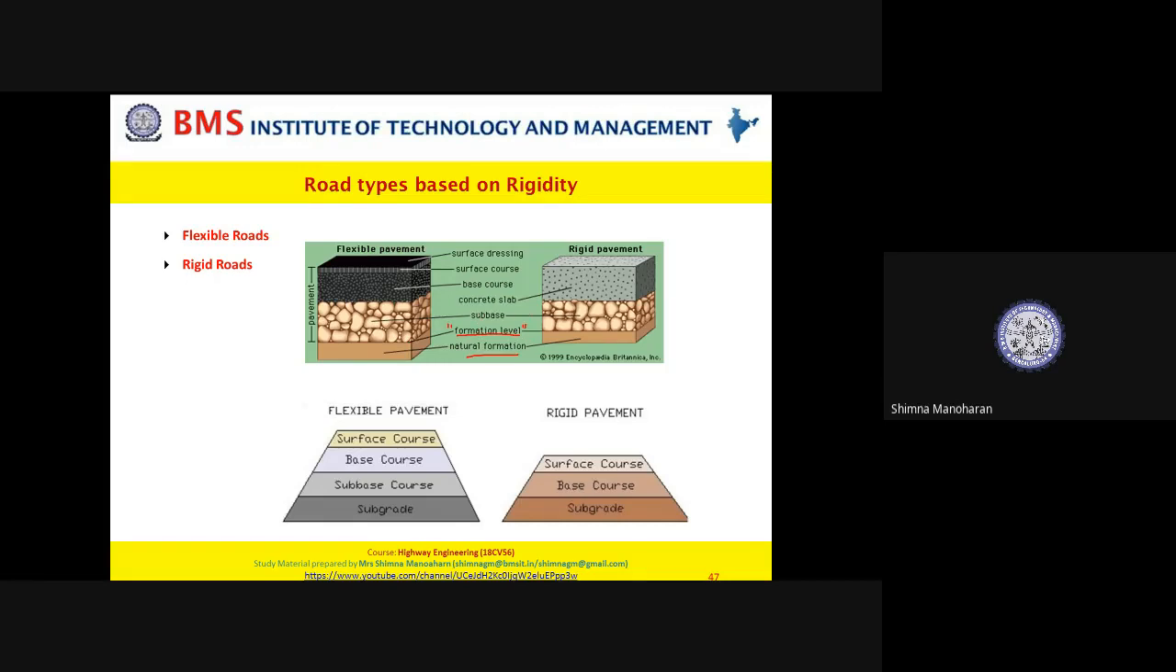From the formation level, you have the subbase. So subbase is also the natural material that has been provided. Now, based on flexible or rigid pavement, above the subbase, the materials or the layers change. So above the subbase, if you have a concrete slab, this pavement is known as what? Rigid pavement. Whereas above the subbase, if you have a base course and then a surface course with a surface dressing of bitumen, this pavement is known as flexible pavement.